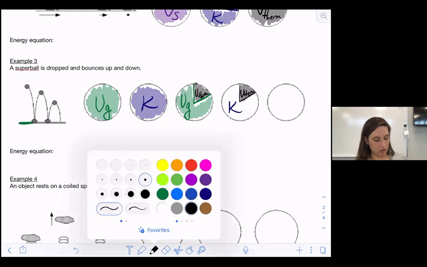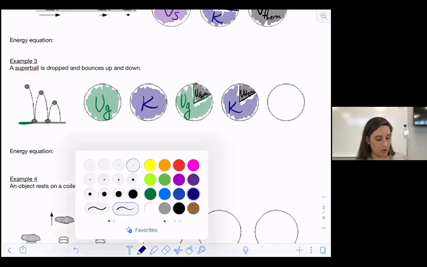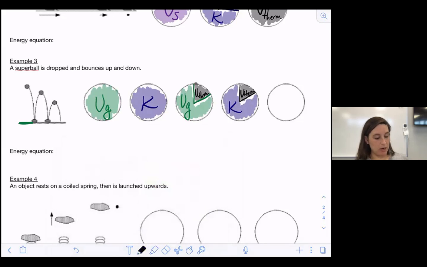And as we go back to the ground, we change all of our gravitational energy to kinetic energy, right? To that motion. And then notice we rebound again, less high than before. So that tells us that our thermal energy must have increased again.